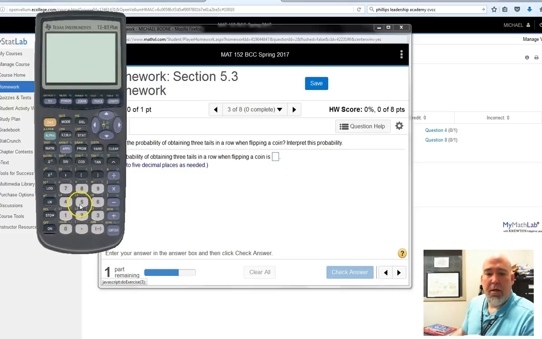So I would just say 1 divided by 2 raised to the 3rd power. And I'm giving my decimal places that I would need.